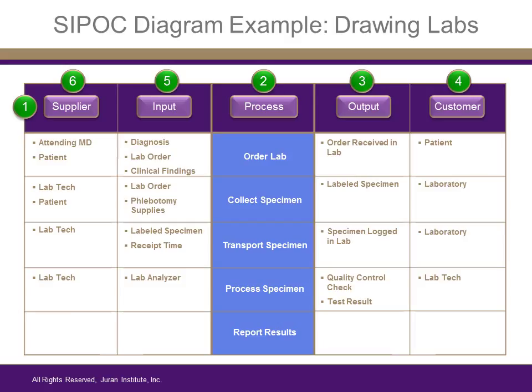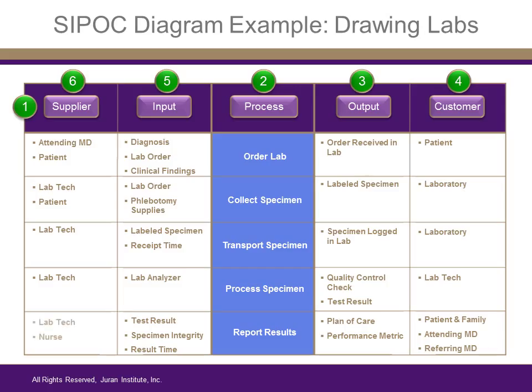And finally, the last step in our process, report results. The output of that step is a plan of care and performance metric. The customer, patient and family, attending MD, and referring MD. The input required is the test result, specimen integrity, and result time, and the supplier of those inputs, the lab tech and nurse.